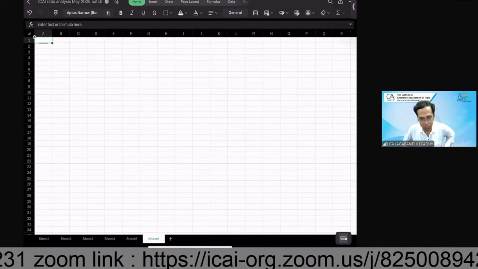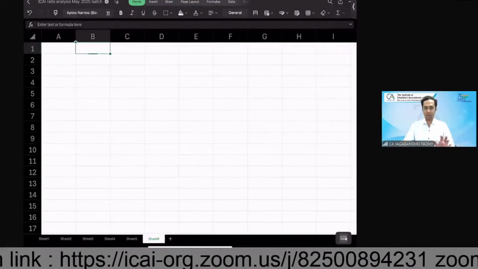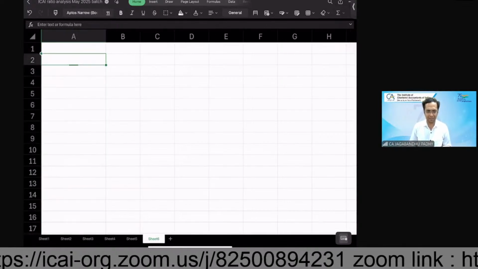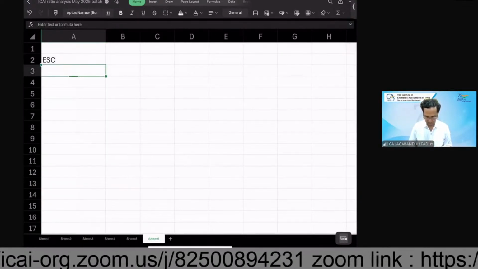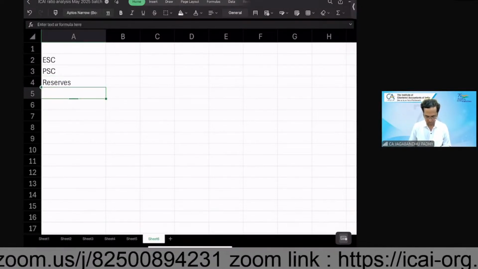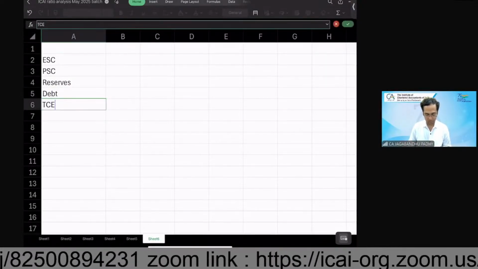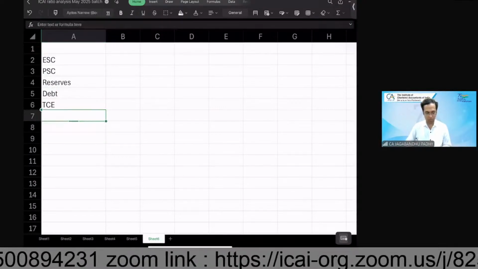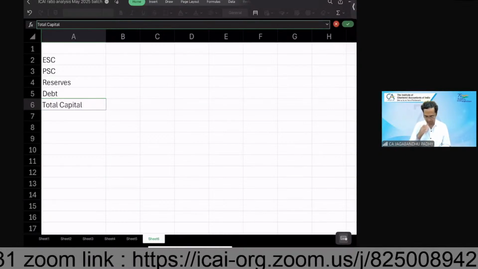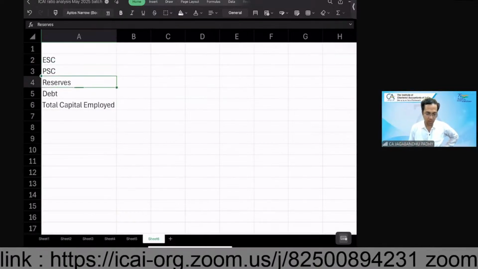We will take an example to understand what these long-term solvency ratios are, because that will actually click in your mind what we are really talking of. Let me just take a summarized balance sheet. Equity share capital, preference share capital, reserves, and then debt. So you have total capital employed. I hope you remember what total capital employed is. Total capital employed is just the total funds that we are investing in the business.